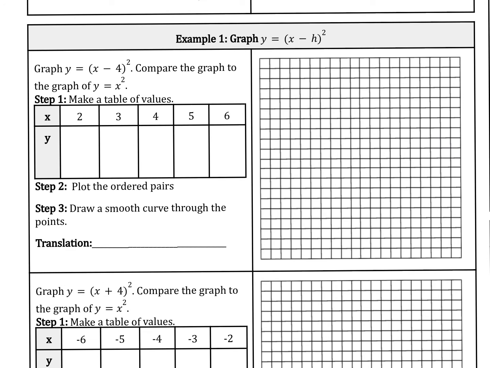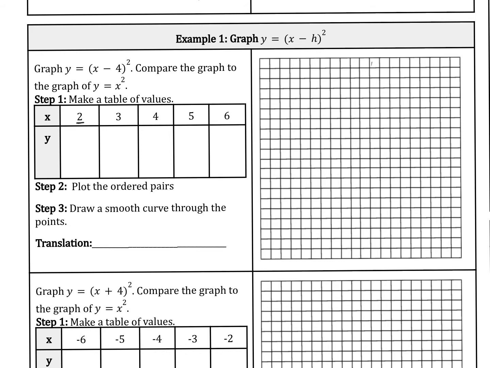Now we are going to discuss example number 1. We are going to graph y equals (x minus 4) squared. Compare the graph to the parent graph y equals x squared and make a table in order to find the graph of x minus 4. All you have to do is use these x values and plug them into the given equation to find the y coordinate.